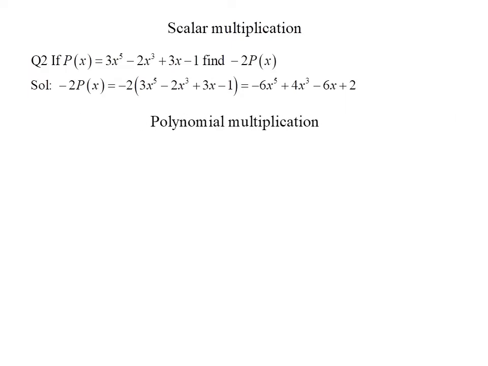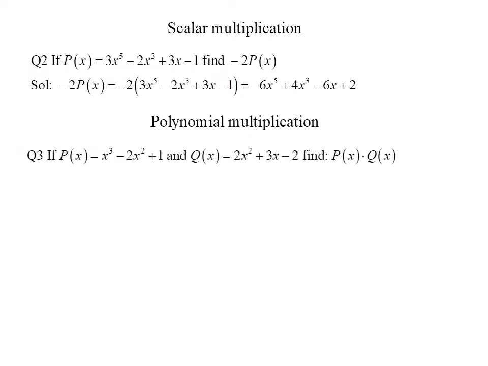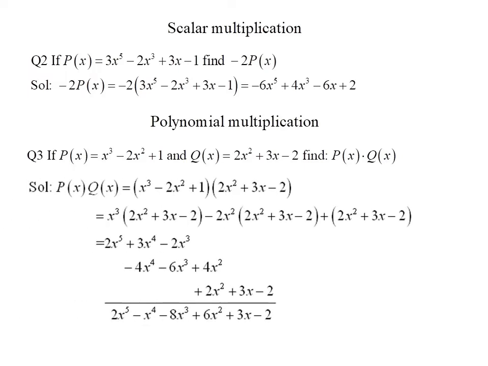To multiply two polynomials, we multiply every term of the first polynomial by every term of the second polynomial, and then collect like terms. In example 3, we multiply every term of p(x) by every term of q(x), which results in 2x to the power of 5 minus x to the power of 4 minus 8x cubed plus 6x squared plus 3x minus 2.